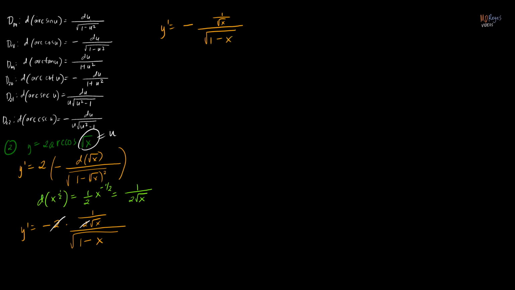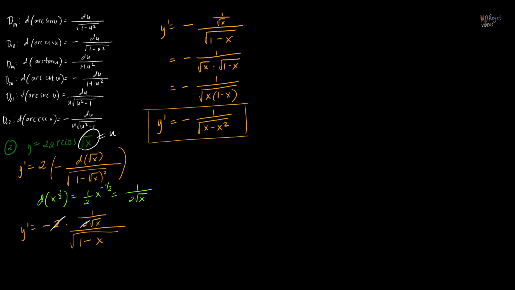Simplifying our final answer, simplifying this complex fraction, we'll have 1 over square root of x times square root of 1 minus x. Now, writing x and 1 minus x under one square root symbol, we'll have negative 1 over the square root of x times 1 minus x. If you want to remove the grouping symbols inside the radical sign, then we'll have negative 1 over square root of x minus x squared. This is the derivative of the function.